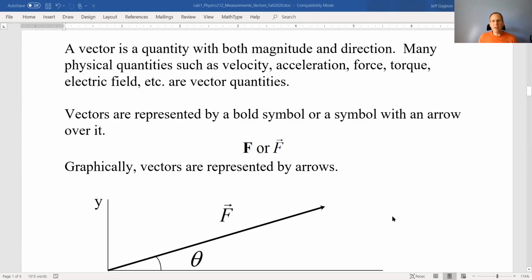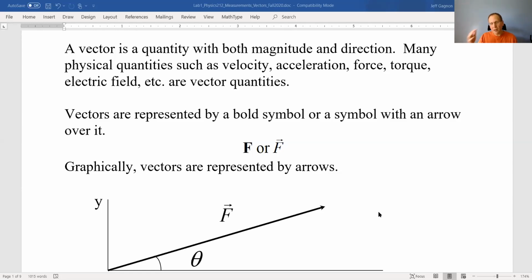Okay, so let me remind you of what a vector is. Hopefully you'll be talking about some of this stuff at about this time in lecture, so you'll hear a little bit about this. A vector is a quantity that has both magnitude and direction, and many of the things that we talk about in mechanics are represented as vectors. Things like positions, velocity, acceleration, forces, which is what we're going to talk about in this lab, torques, etc. Those are all things that have both magnitude and direction, and they can be represented as vectors.